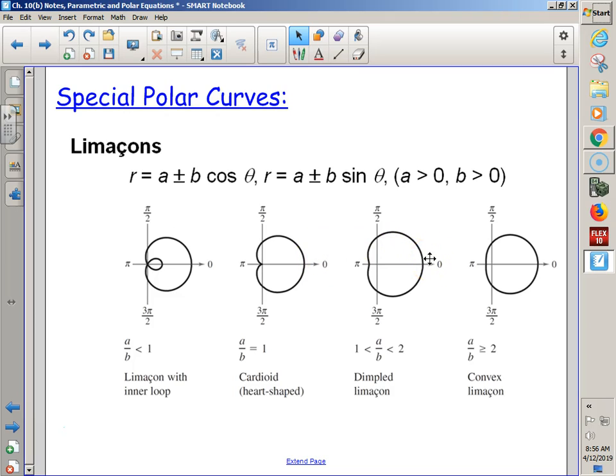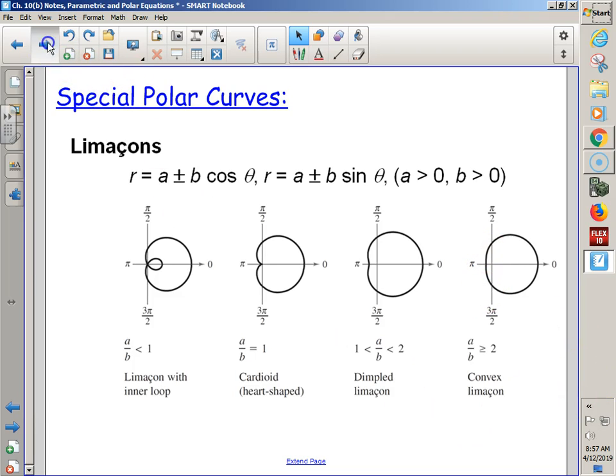This one is called a dimpled limaçon because it can't even get to 0, which means A must be bigger. Not tons bigger, but bigger enough that it can never get to 0 when subtracting when sine or cosine is -1. So it just kind of flattens out like maybe the bottom of a hard-boiled egg. But it dimples a little bit, but not enough to go in. And then this guy's just flat.